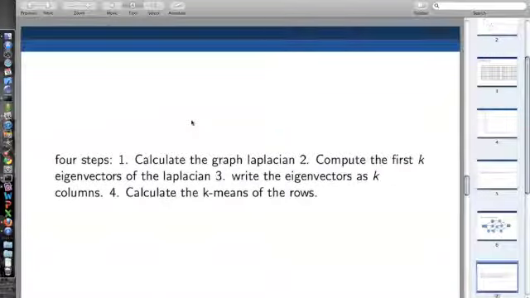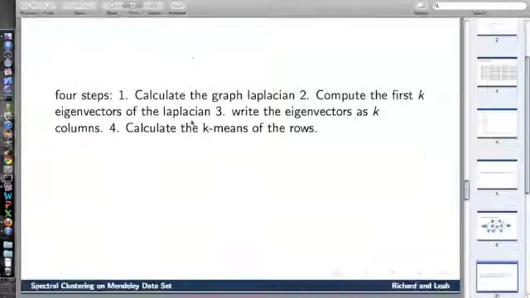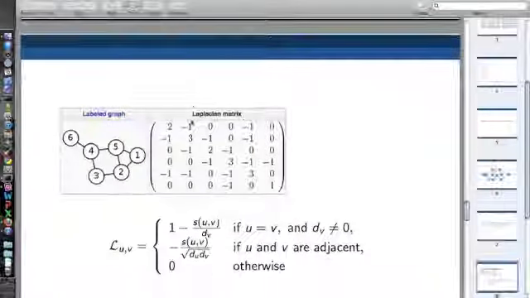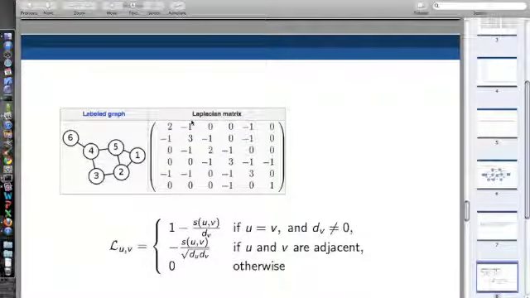So there are 4 steps to spectral clustering. The first thing we want to do is calculate the graph Laplacian. Then we want to calculate the eigenvectors of the Laplacian, and then we want to write the eigenvectors as columns, and then we want to compute the k-means of the rows. So if you think about that a little bit, each row corresponds to a different vertex on the graph, and eventually we've clustered all the vertices. So the Laplacian graph matrix looks roughly like this.